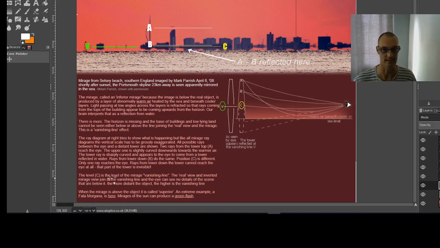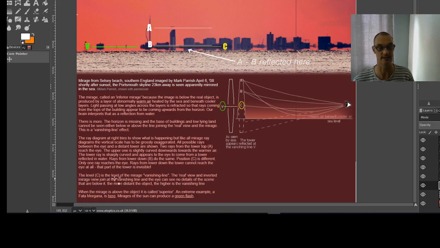Right, so the level C is the level of the mirage or vanishing line. So we've got this V here to represent where the vanishing line starts. So here we can see V up here. That's basically where that vanishing line starts. Vanishing line because you can't see what's actually there. So here between V and the vanishing line and the apparent horizon, we have this reflection, or apparent reflection, that's blocking off everything that should normally be seen.